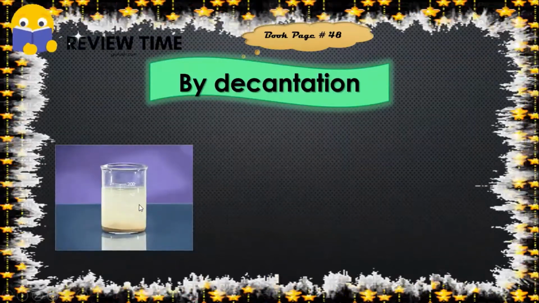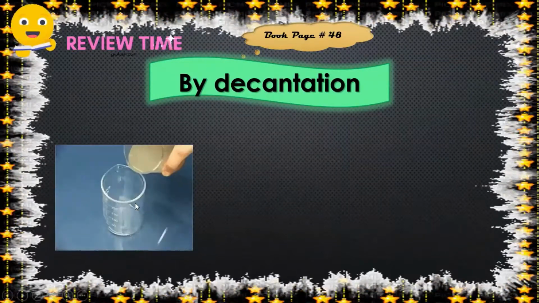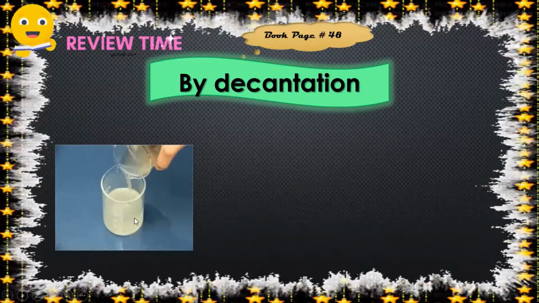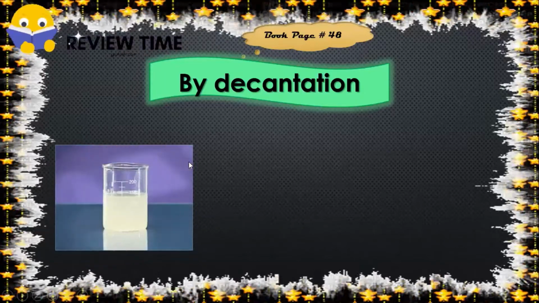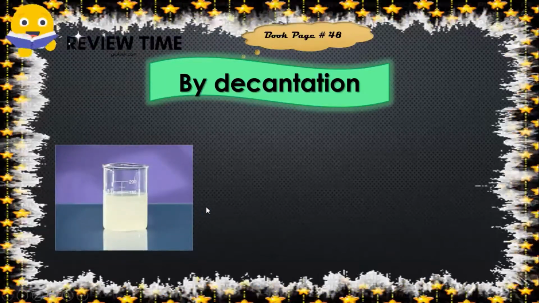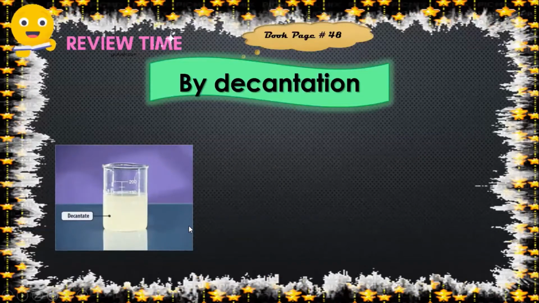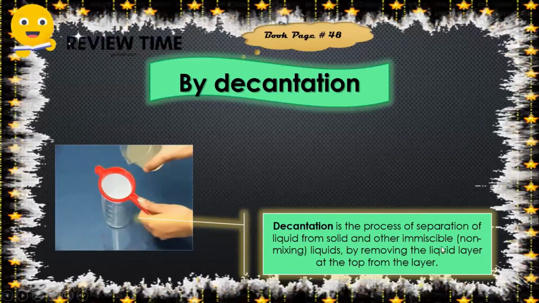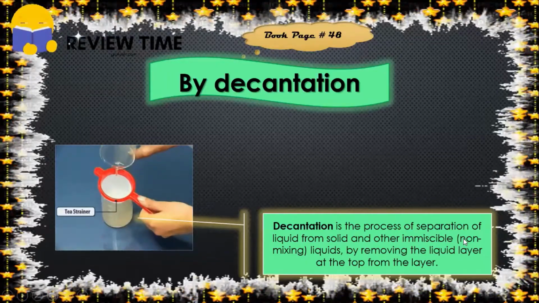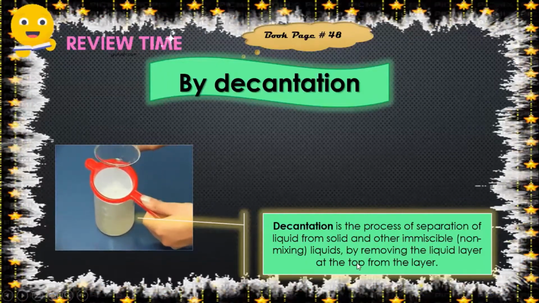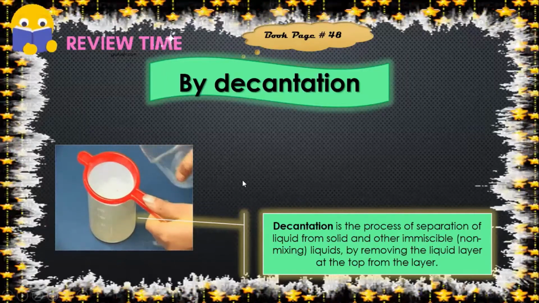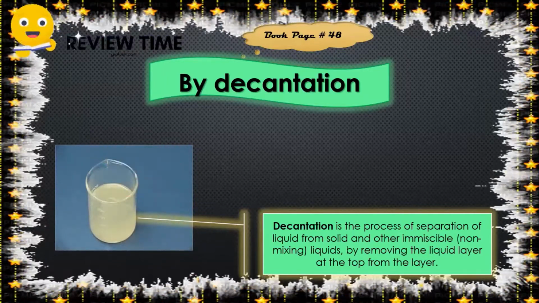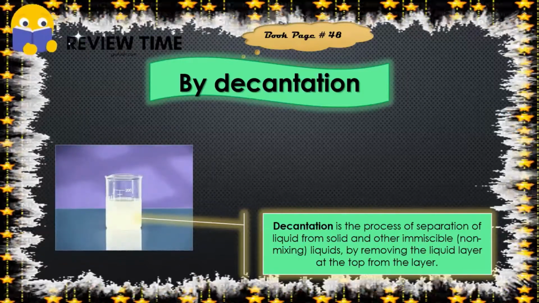As you can see, that is sedimentation right now, because this is the process when we are separating the liquid from the mixture of sand and water. That is the process called decantation, when the top layer of the liquid is separated from immiscible liquids. This is the decantation.